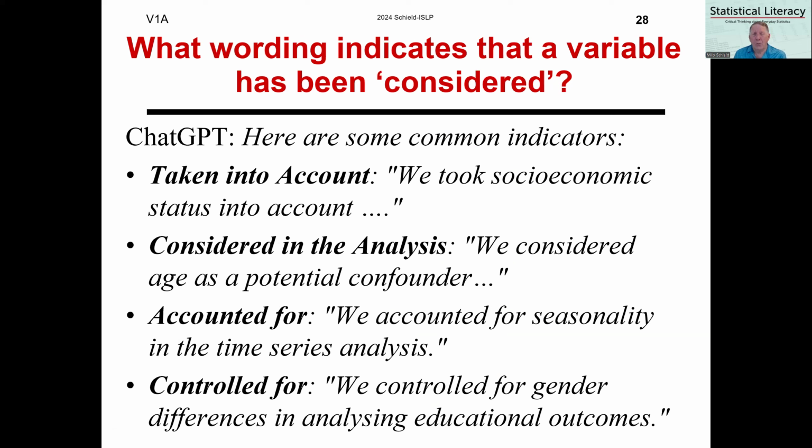Chat, this confounding, if we do think about it, if we do work with it, what are the words that indicate we've done that, that we've considered it? Chat said, here are 4 phrases. Taken into account, considered in the analysis, accounted for, controlled for. Our students need to know about these phrases because these are critically important in reading and evaluating statistics in the everyday media.